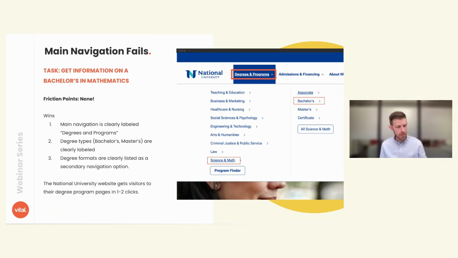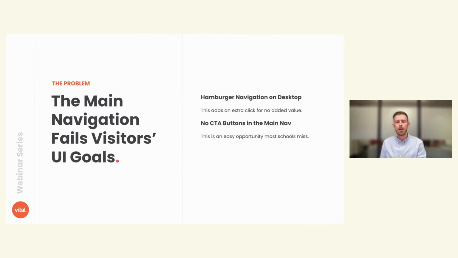And if you remember from a couple slides ago, what were the four main tasks? Do you have the program? Do you have admission? Can I afford it? Financing and tuition. And then what are my chances of getting in, admissions? Well, guess what? The next navigation item over to the right of degrees and programs is admissions and financing. So they actually have it mapped out. They know what the four main things are, and it is clearly labeled to get someone from here to here and help them accomplish their tasks.